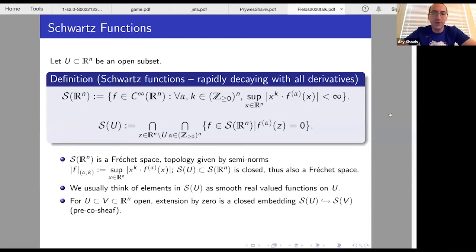So usually we think about, I don't know, smooth functions, they form a sheaf. So it means that if we have a smooth function on a big space and we restrict it to an open subset of this big space, we get a smooth function. In this case, it's wrong. The direction is the other way around. So this is a pre-co-sheaf, and later it will become a sheaf.